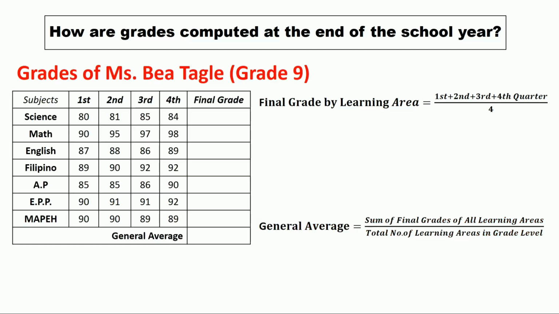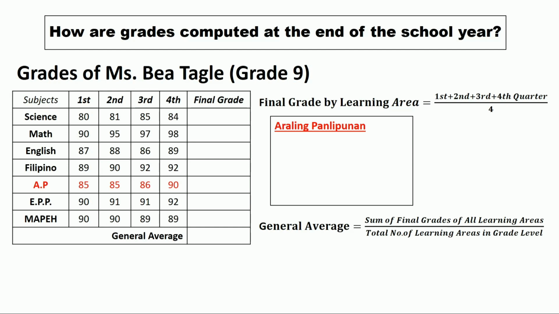For example, the table is the representation of the grades of Miss Bea Tagle in all subjects. In computing final grades, let's use AP as a sample. So final grade by learning area is equal to 85 for the first quarter plus 85 for the second quarter plus 86 for the third quarter plus 90 for the fourth quarter divided by 4 is equal to 86.5. So the final grade of Miss Tagle in Araling Panlipunan is 87.